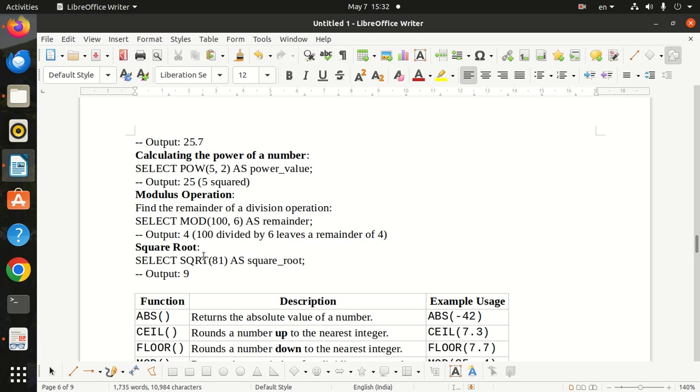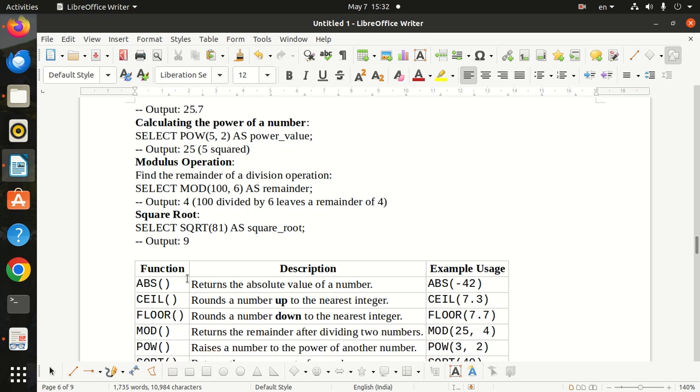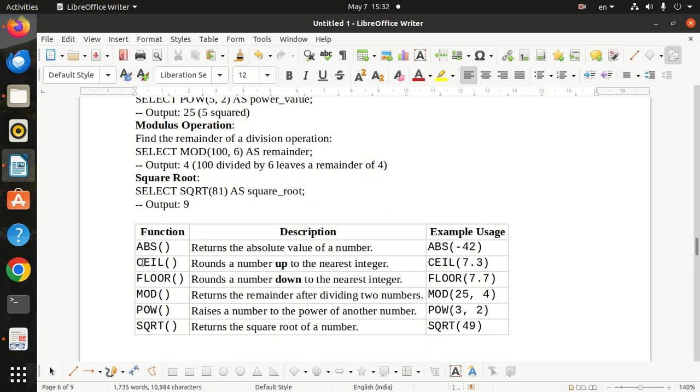which gives the output 4. 100 divided by 6 leaves a remainder of 4. Square root: SELECT SQRT(81) AS square_root, which gives the output 9.